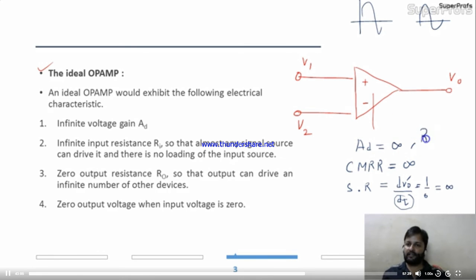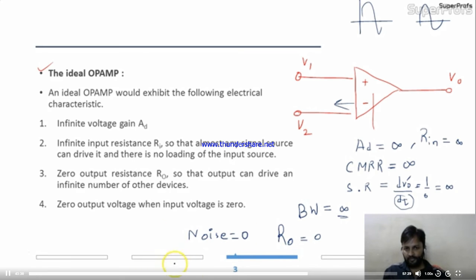What about Rin, the input resistance? Input resistance should be very high, again infinity. What about bandwidth? Bandwidth is very high. We have seen it in mega, so it is also infinity. Now if I talk about R0, R0 should be 0. What about noise? Absolutely, noise should be 0. So, infinite voltage gain AD, we have seen.